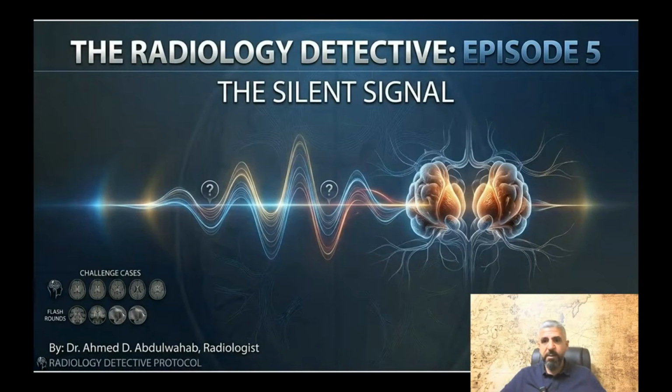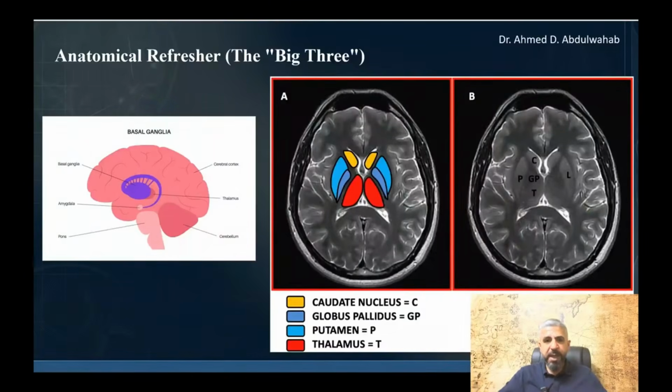So let's start. First, we will have some anatomic refresher, the big 3 from the last few episodes. As we all remember, we have the thalamus, the lentiform nucleus, and the caudate nucleus. These are the big 3. The lentiform nucleus is composed of globus pallidus and putamen. This is the caudate nucleus, the head, the body, and the tail.